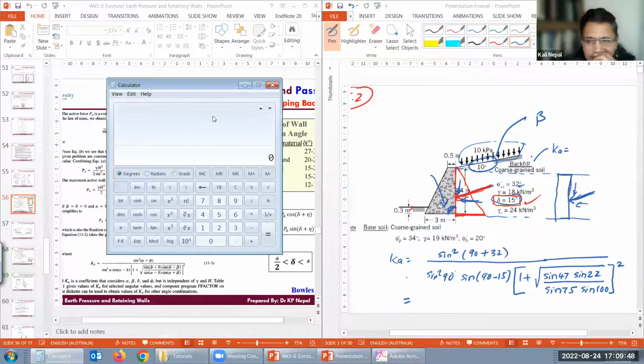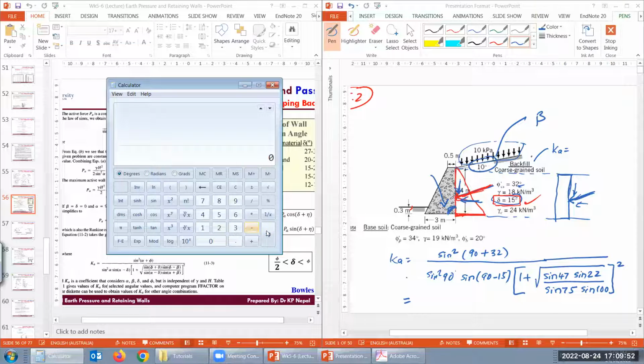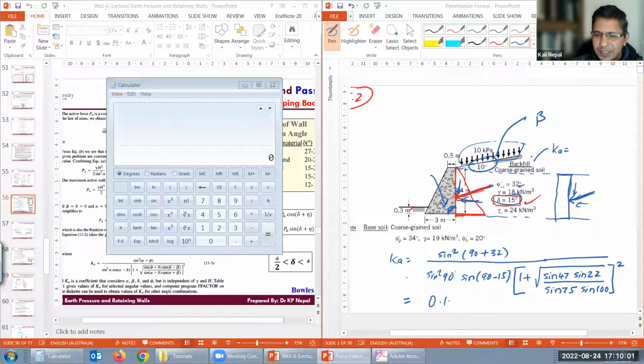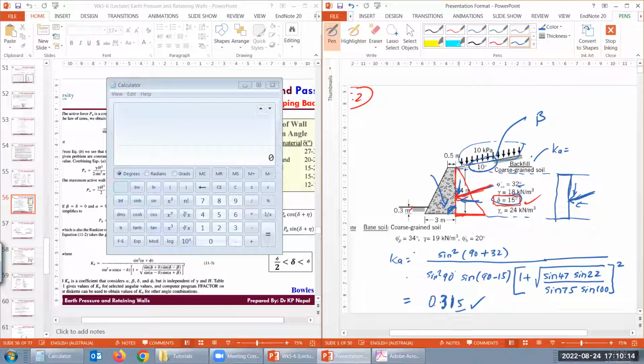How much did you get? Sine square 90 plus... 0.315, sir. You got 0.315. Okay, that may be all right. If I check here, they got 0.32. I think they just rounded up, so it's good. So we got Ka now.